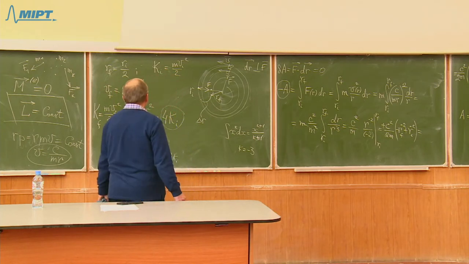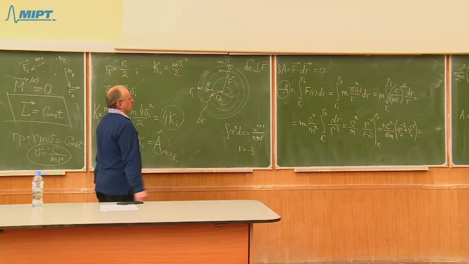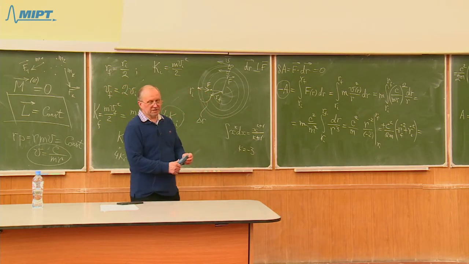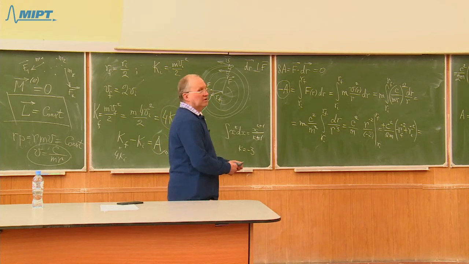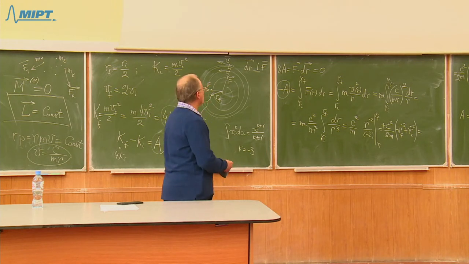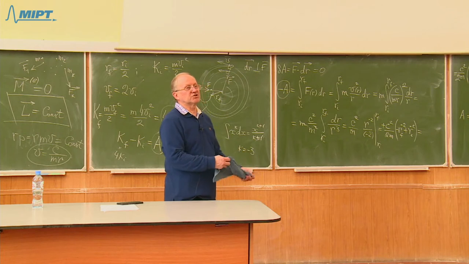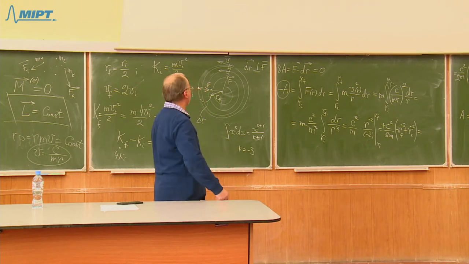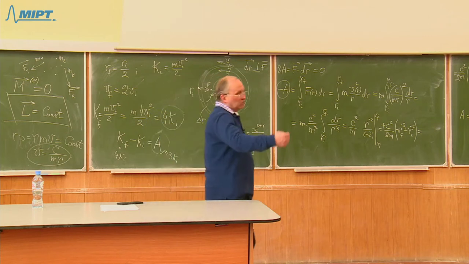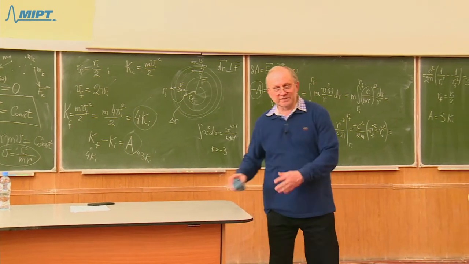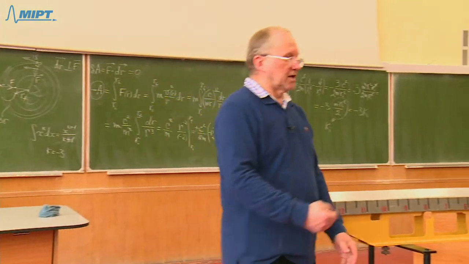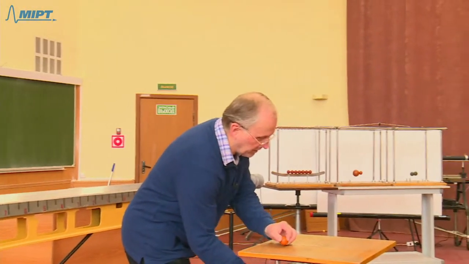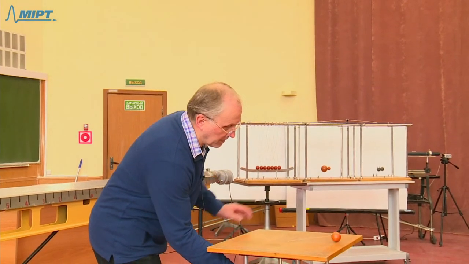So the change of kinetic energy is not a surprise. It's natural, it's according to the laws of physics, and it's equal to the work performed on this ball by the force of tension in the string. Because when I pull the string downward, I perform some work.